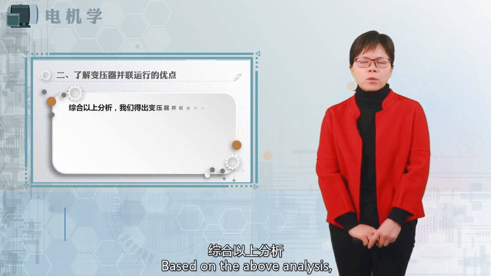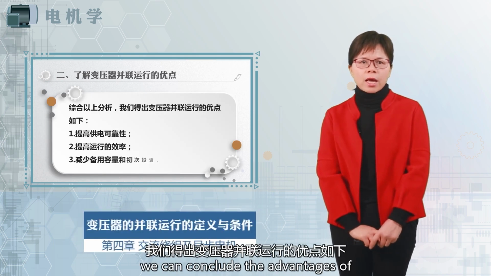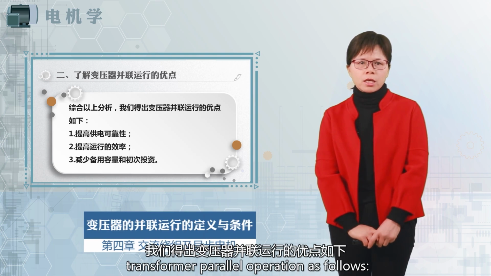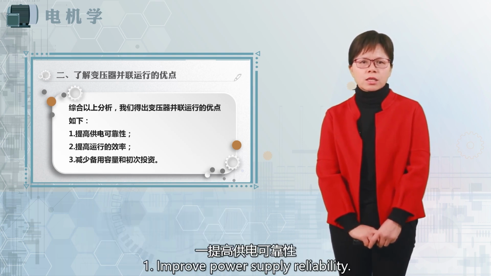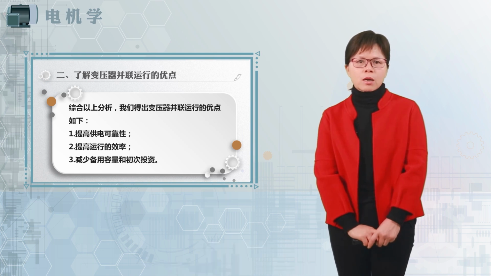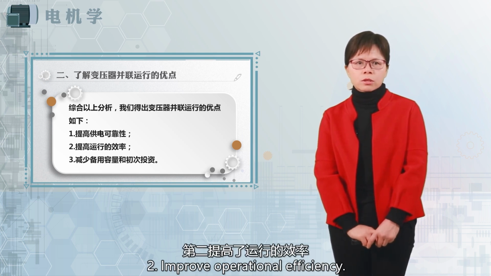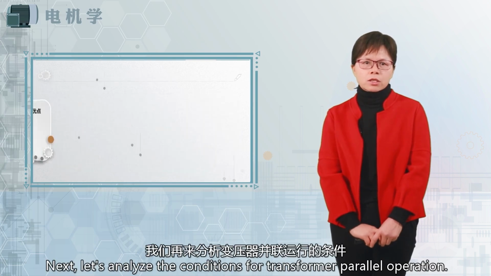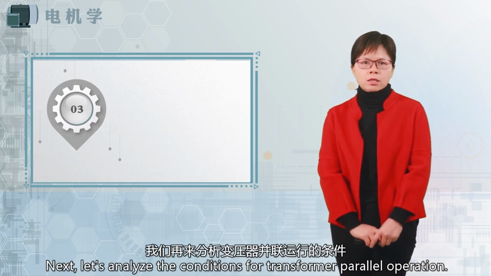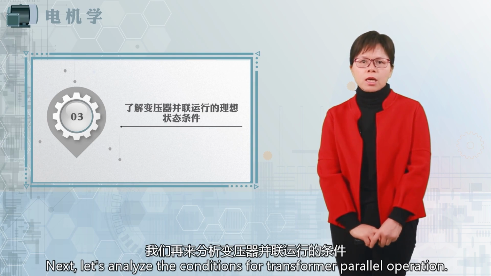Based on the above analysis, we can conclude the advantages of transformer parallel operation as follows. 1. Improve power supply reliability. 2. Improve operational efficiency. 3. Reduce reserve capacity and initial investment. Next, let's analyze the conditions for transformer parallel operation.